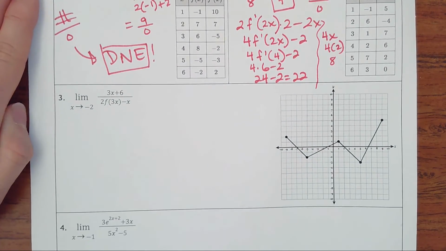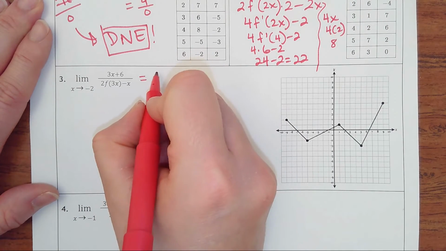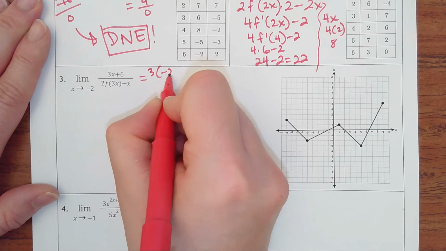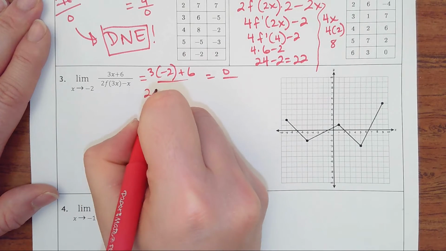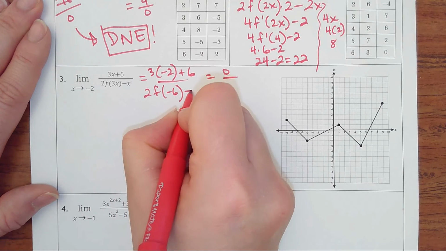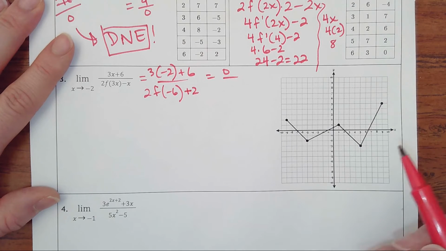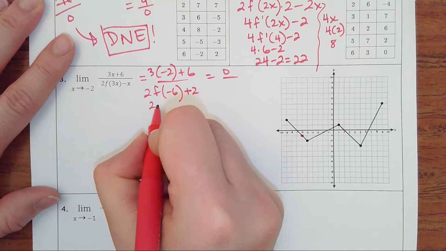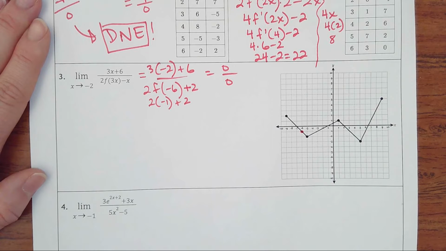All right, number 3 is in a graph. We're plugging in negative 2. Let's check to see if L'Hôpital's rule works. 3 times negative 2 is negative 6 plus 6, so that gets 0. 2 times f of 3 times negative 2, which is negative 6, minus negative 2 will become plus 2. f of negative 6. So at negative 6, our point here is at negative 1. So it'll be 2 times negative 1 plus 2 is 0. So we need to do L'Hôpital's rule.